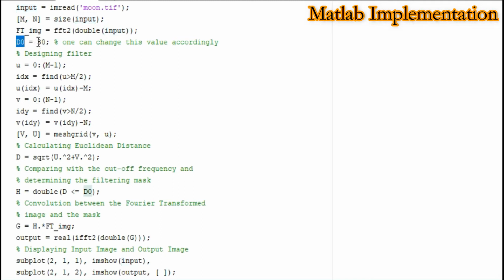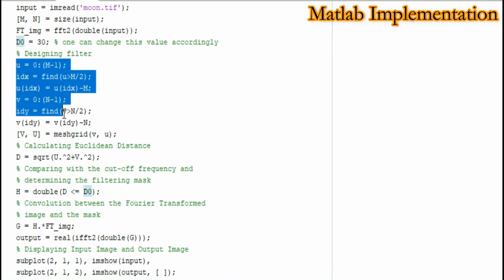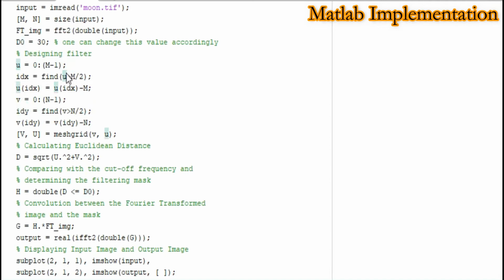So initially I have set D0 as 30. Then we calculate the distance value. The distance value uses u minus m by 2, v minus n by 2. So here we calculate the d value, with the u value and v value. u is equal to u minus m, where u is set as 0 to m minus 1. So find the middle value, greater than m by 2.